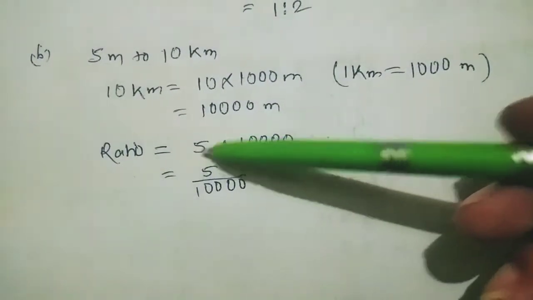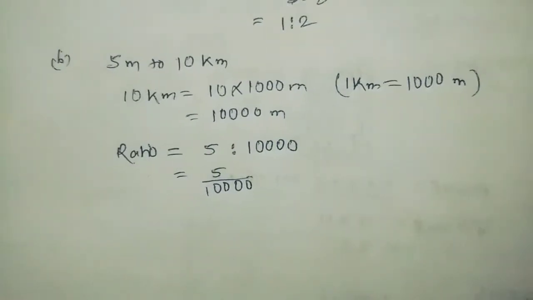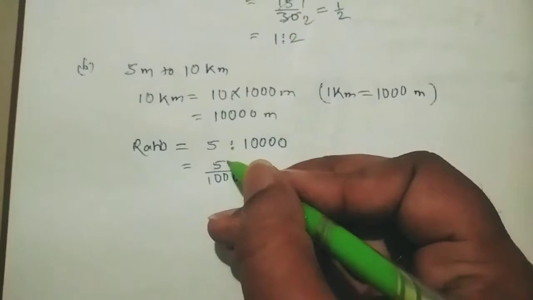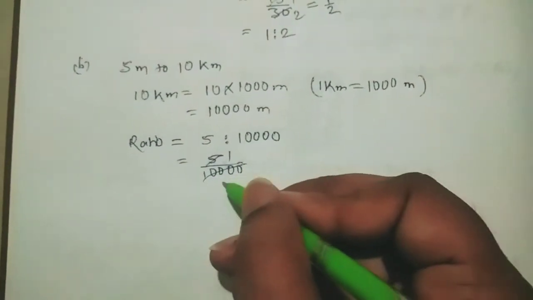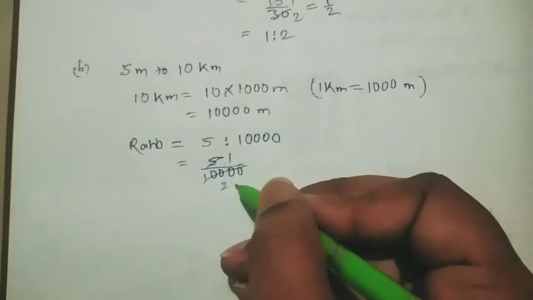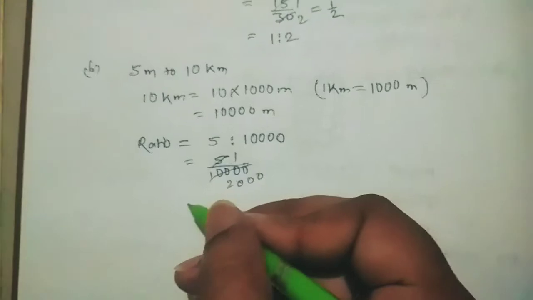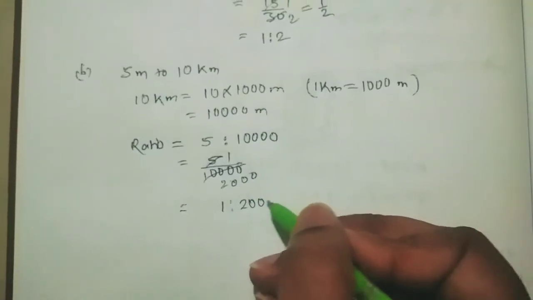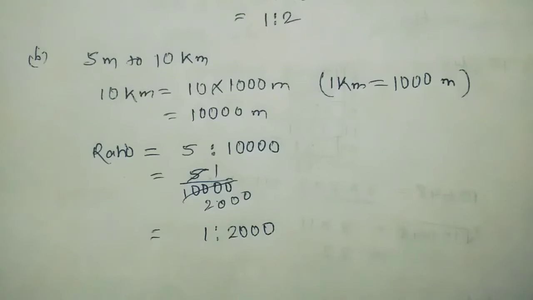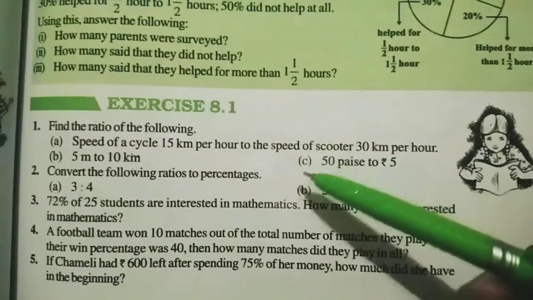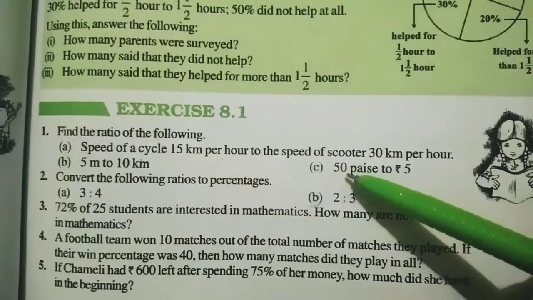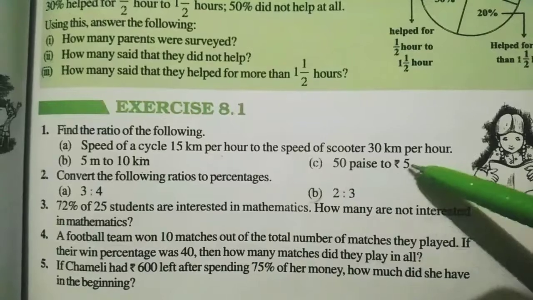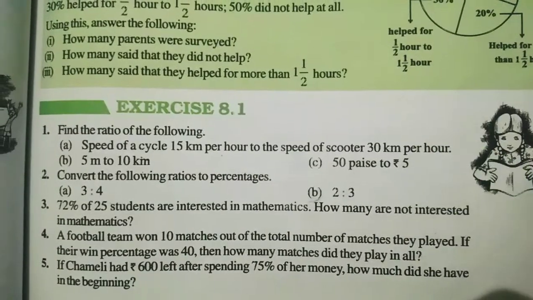So ratio will be what? 5 is to 10,000, so 5 by 10,000. So cut here: 1, here 1; 5 twos are 10, 0 0 0. So answer will be what? 1 is to 2000. Okay. So this is the answer of this question. Now this C number is your homework: 5 paise to 5 rupees. So you have to convert the units again. You have to make them the same.